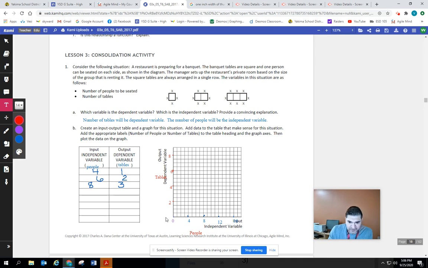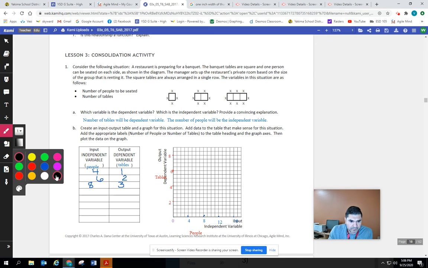And I'm going to go ahead and label this. So if 4 people are there, I need 1 table. So I'm going to go ahead and put a dot right about there. And if I have 6 people, which is right in between 4 and 8, so here's 6, I'm going to need 2 tables. And if I have 8 people, which is right here, I'm going to need 3 tables. So here's 2 and 2 more, that would be 3.